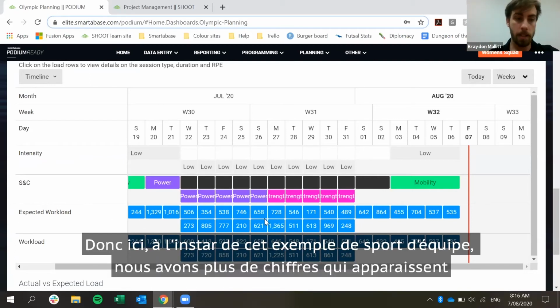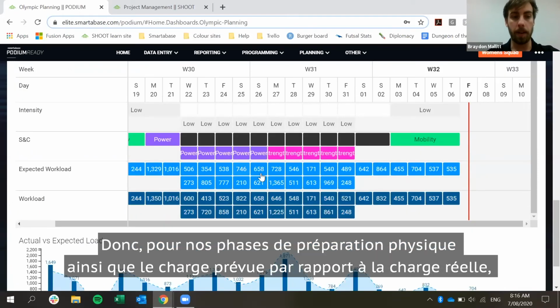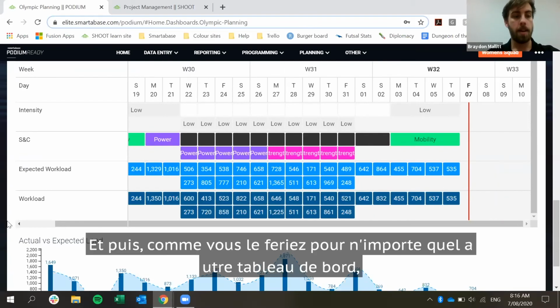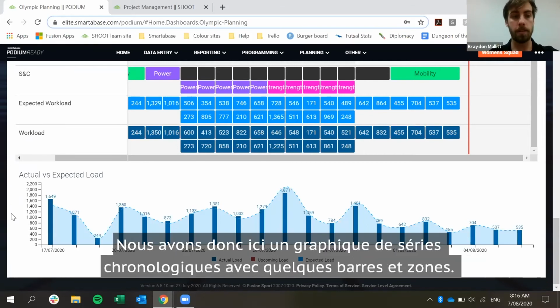So here, similar to that team sport example, we have more of our numbers coming through. So for our S&C phases, as well as our expected versus actual loading. So we can start to see that there. And then like you would any other dashboard, you can start to tie in other widgets. So we have a time series chart here with some bars and areas.